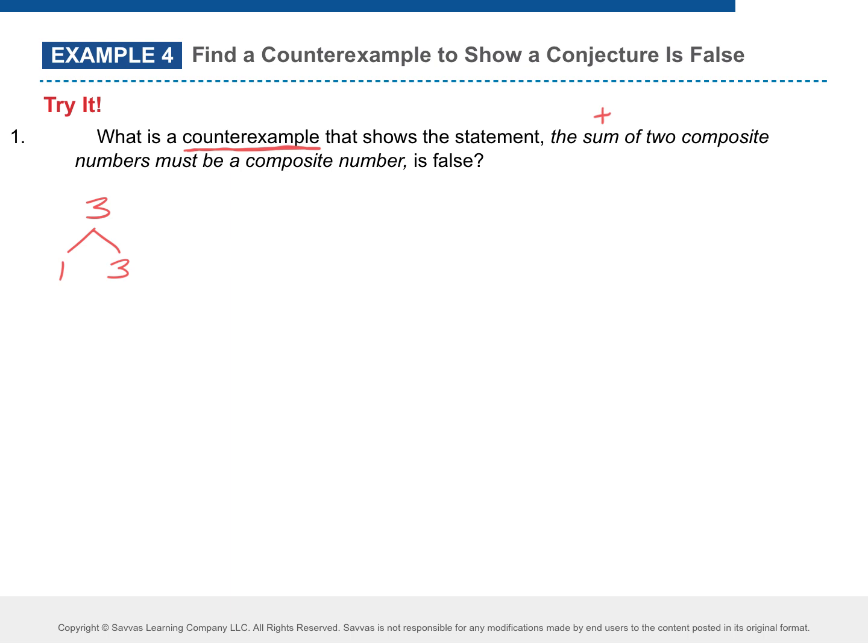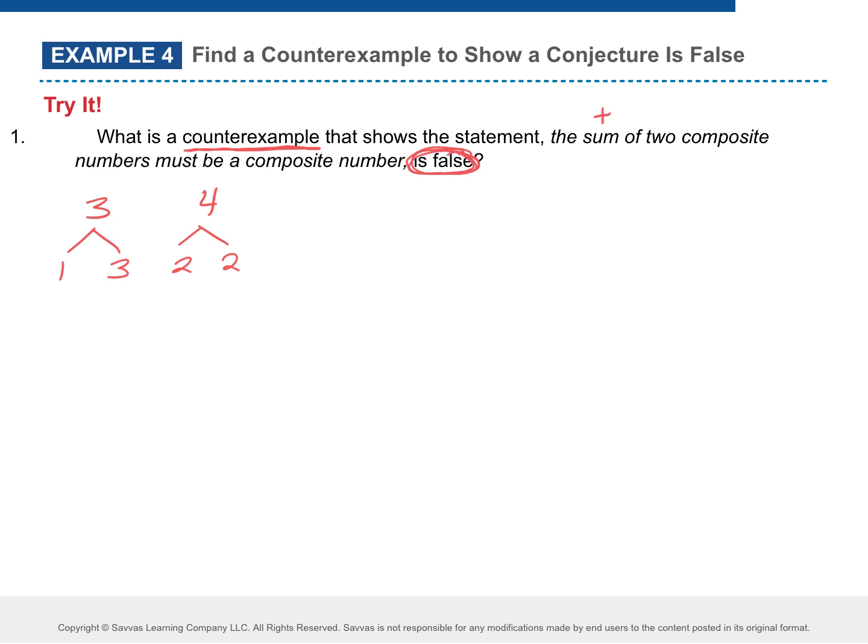Okay, so someone give me an example of a composite number. 4. Why is 4 a composite number? Because, yep, 2 goes into it, also 1 and 4. Does that make sense? So a composite number is the opposite of a prime number. Okay, so the sum of two composite numbers must be a composite number. How can we prove this to be false?